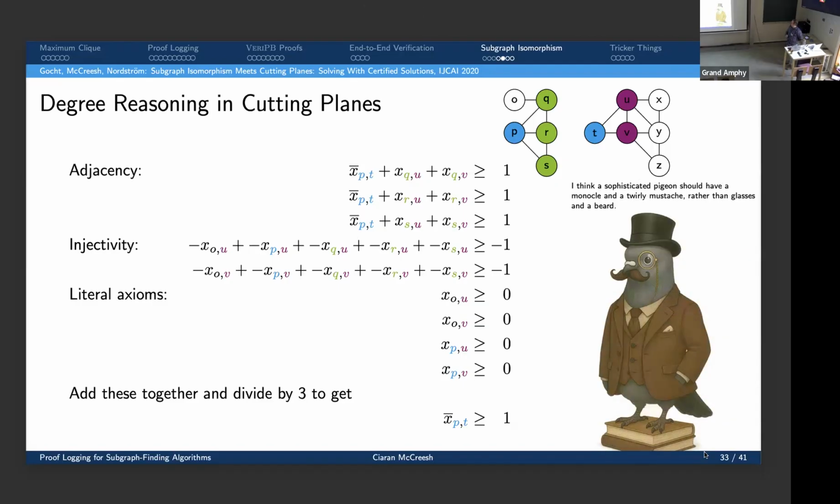Yes, I wanted a twirly mustache. I'm not convinced about the missing eye on this pigeon.